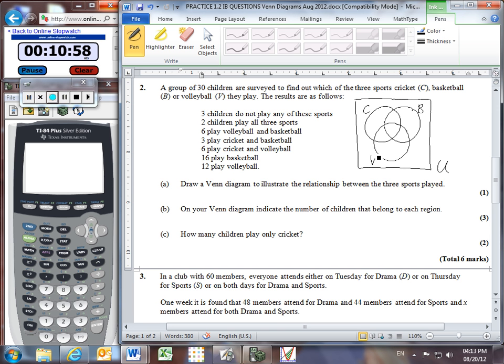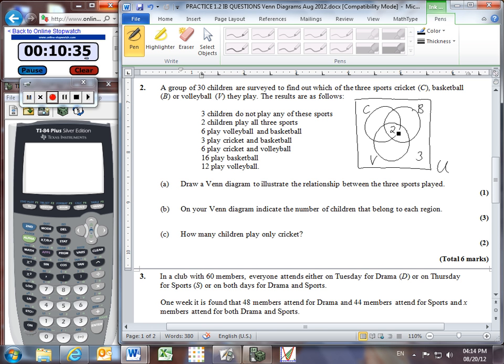Now let's fill in the information. 3 children do not play any of these sports, meaning that they are not inside any of these circles. Well, they must go out here. 2 children play all 3 sports, meaning that they must be inside all 3 of the sets. There we go. 6 play volleyball and basketball.